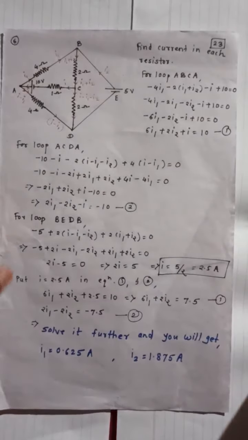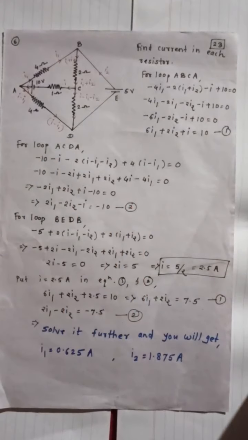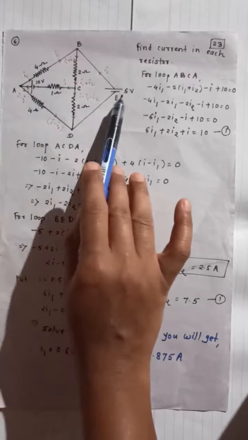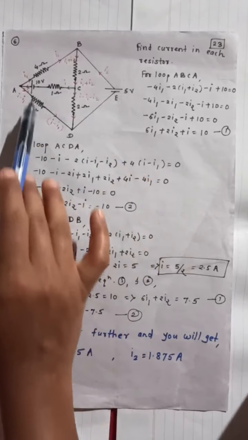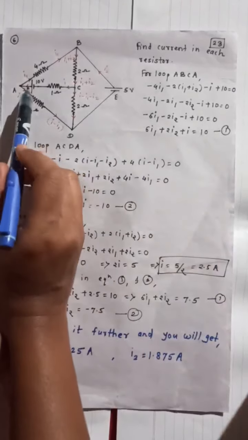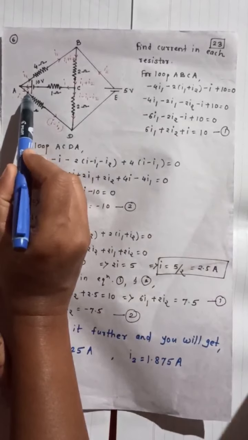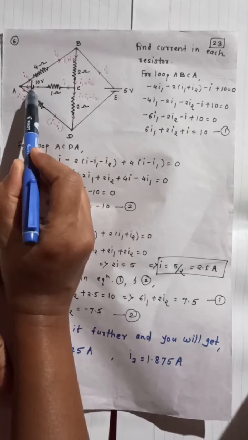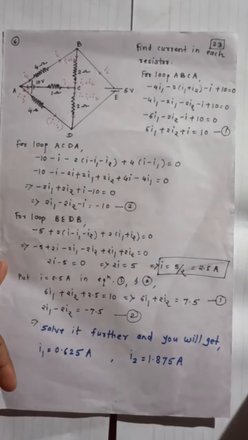Next example. This is the given circuit diagram and the same question: find the current in each resistor. Here a 10 volt supply is there and a 5 volt supply is there. So 10 volt is maximum. So from the 10 volt supply, draw the current I. Current I came out of the 10 volt supply.